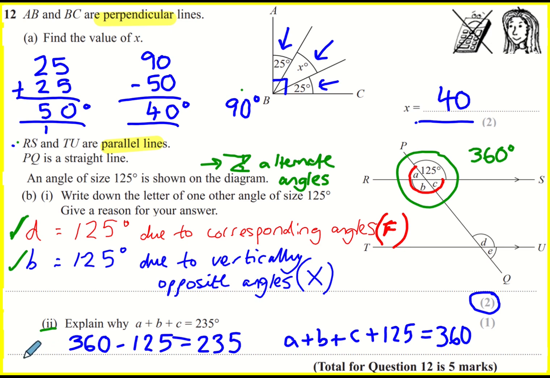You can put angles in a full turn. You can also put angles in a full turn sum to 360. Apologies for the slight squashed writing there. Okay, well done.